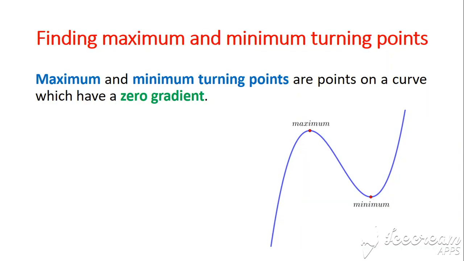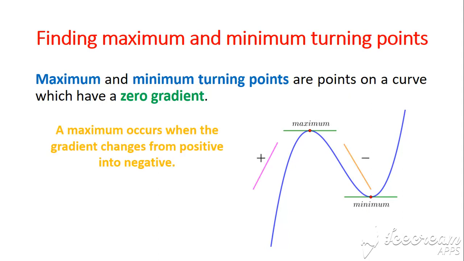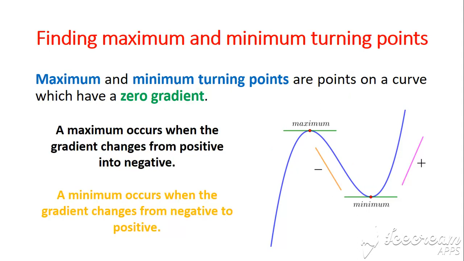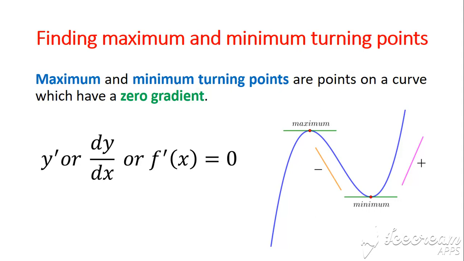Remember, maximum and minimum turning points are points on the curve which have a zero gradient. A maximum occurs when the gradient changes from a positive gradient into a negative gradient. And a minimum is a point on the graph where the gradient changes from negative into positive. At both of these points, y dash, or dy dx, or f dash x, all are the same thing for the gradient function, must equal 0.